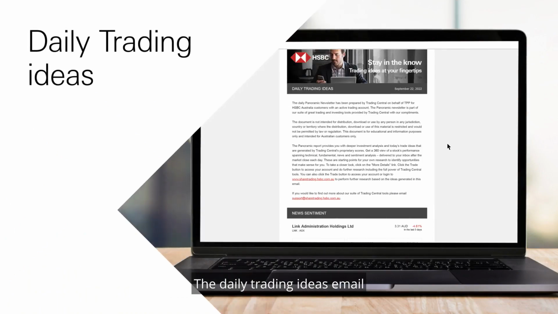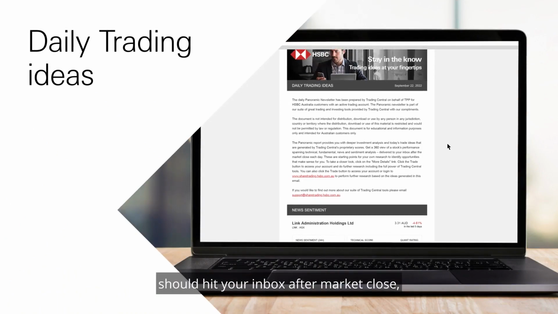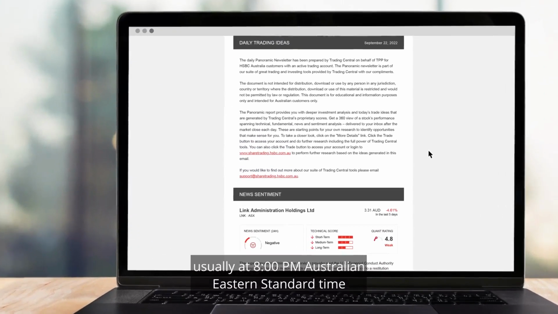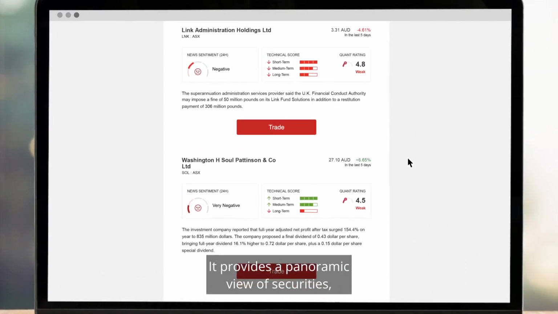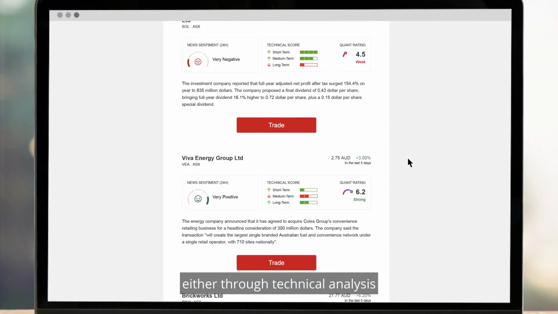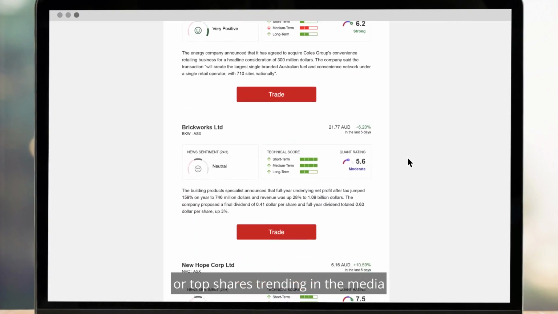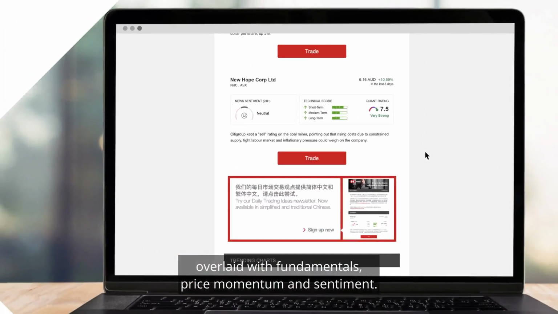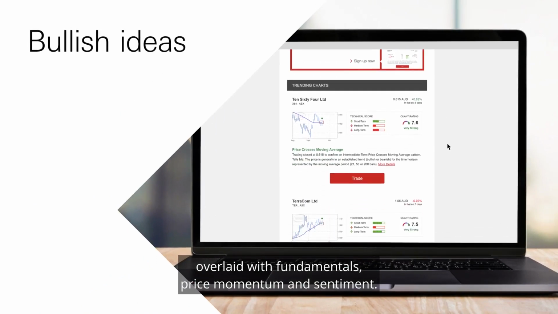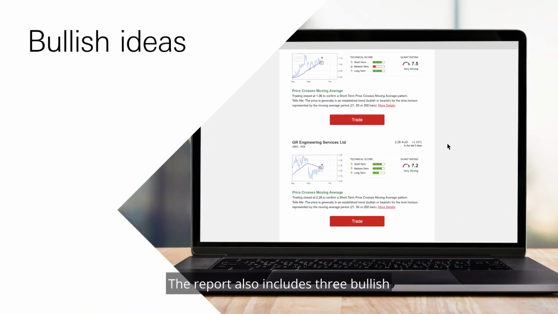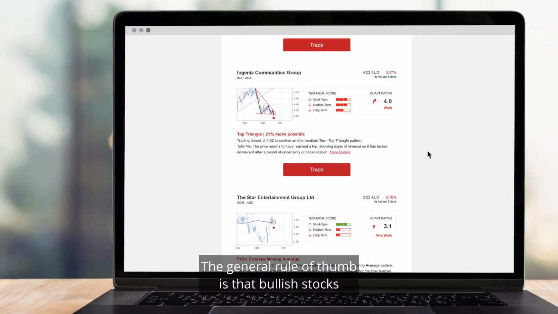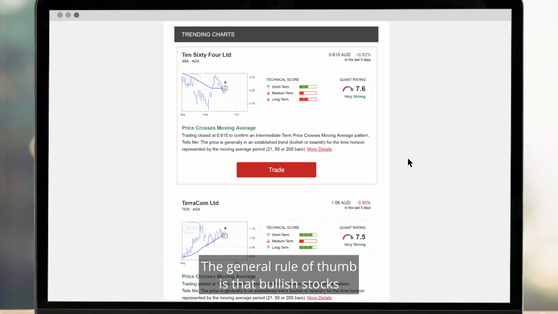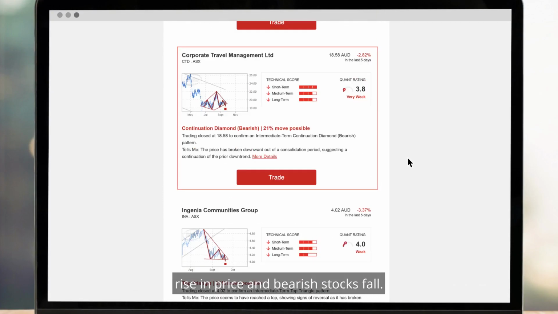The daily trading ideas email should hit your inbox after market close, usually at 8 p.m. Australian Eastern Standard Time each day. It provides a panoramic view of securities, either through technical analysis or top shares trending in the media, overlaid with fundamentals, price momentum and sentiment. The report also includes 3 bullish and 3 bearish trading ideas. The general rule of thumb is that bullish stocks rise in price and bearish stocks fall.